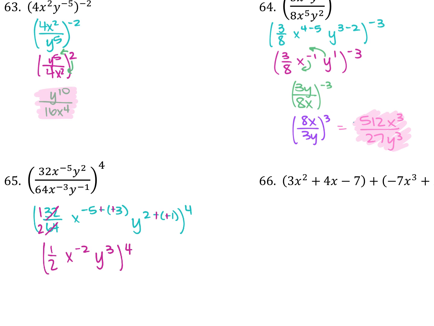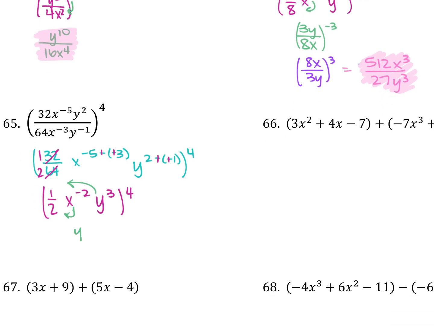So your x is going to go to the bottom of your fraction. Your y is going to go to the top. So this is just going to give us y to the third power over 2x to the second power, all raised to the fourth power. We simplify this: a power raised to a power, you multiply. So that's y to the 12th power over 16, 2, 4, 8, 16, yes, 16x to the 8th power.